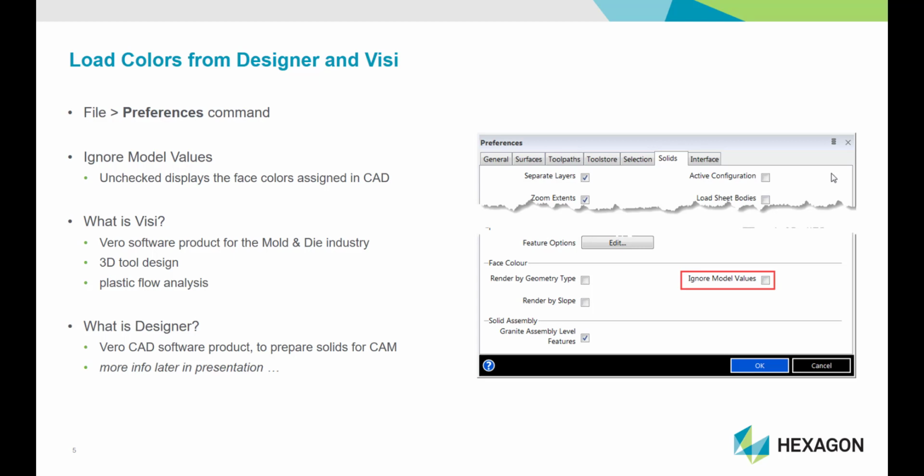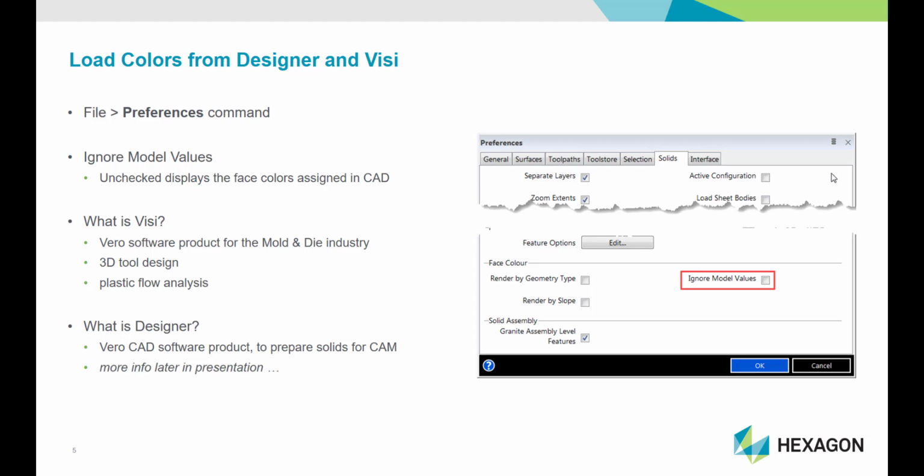The Ignore Model Values checkbox can be turned on for situations where the CAM user wants the coloring of the solid model to be controlled within Edgecam. So with that done, you can head to the Features tab, you can edit the solid, you can change it to whatever color you wish it to be.